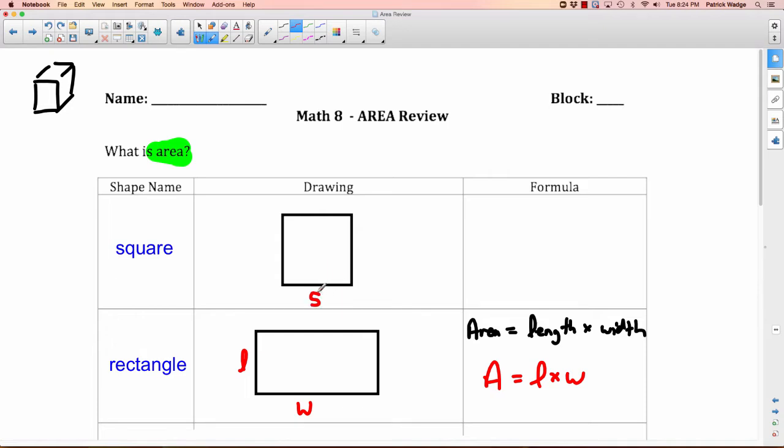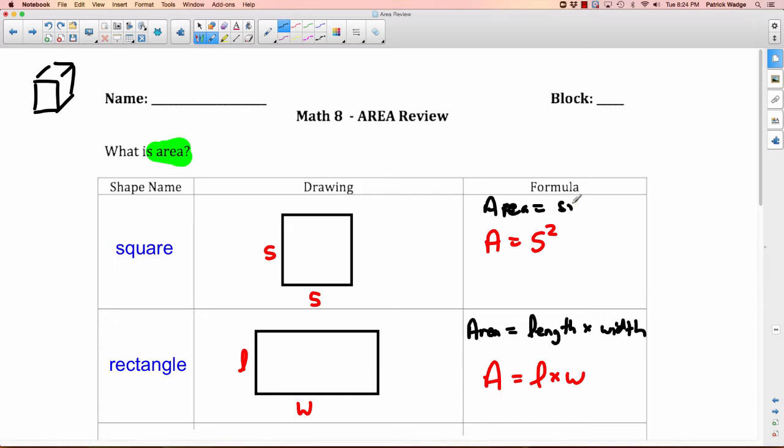Now wait a minute. This is a square. What do you know about all the sides in a square? They're the same. So if this is S, then this is also S. Okay, well, what would the formula then be? The formula would be area equals length times width, or S times S. What's a faster way of saying S times S? S squared. So this is another way of writing the formula.